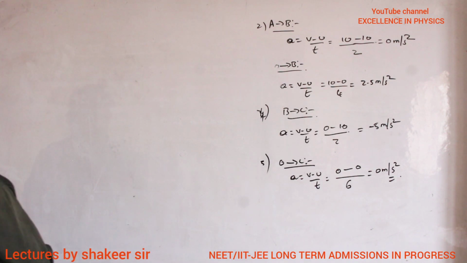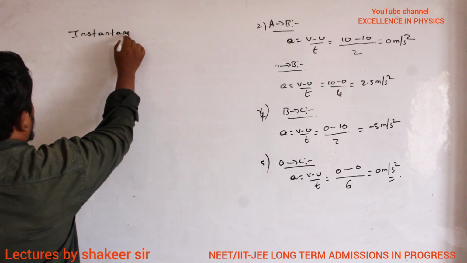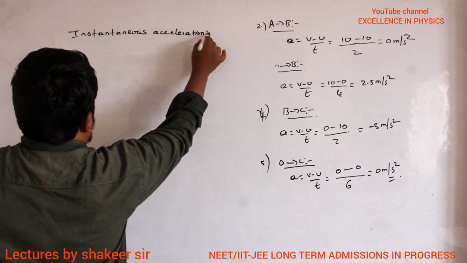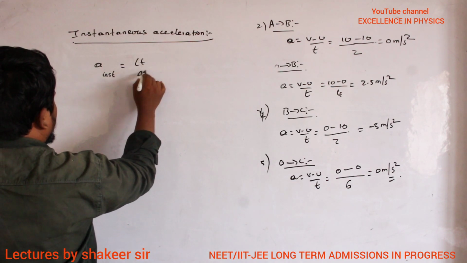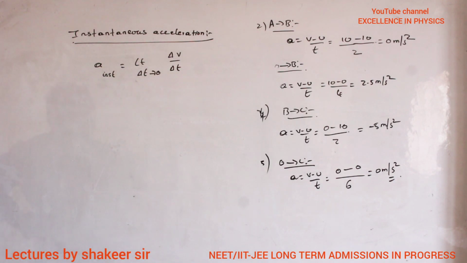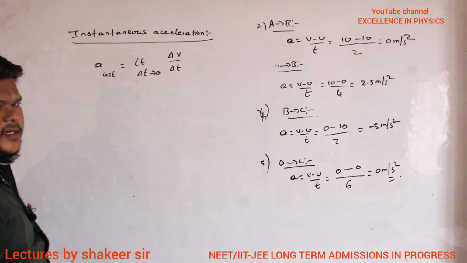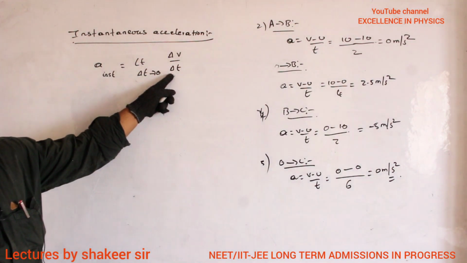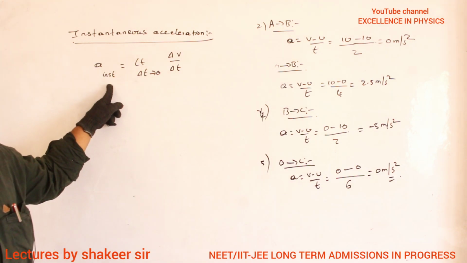Okay. So how to write the definition of this one? So A instantaneous can be written as limit delta t tends to 0, delta v divided by delta t. This is called as instantaneous acceleration. What is meant by delta v, ma? Change in velocity, delta t, change in time. So change in velocity by change in time is called acceleration. But if time interval is very small, then same acceleration converts into instantaneous acceleration.